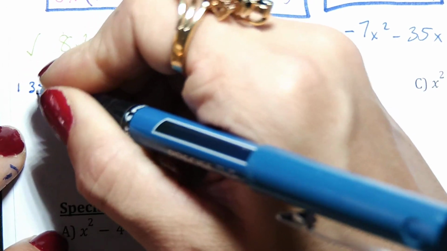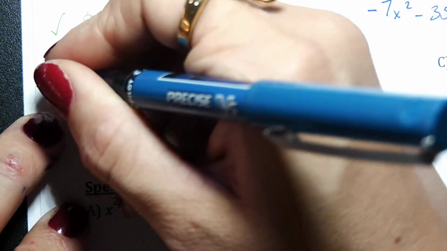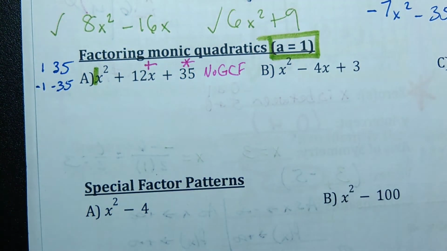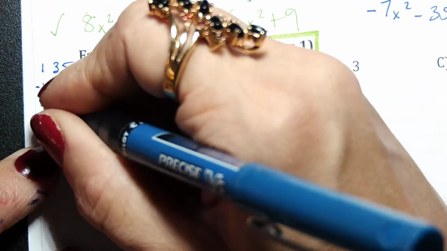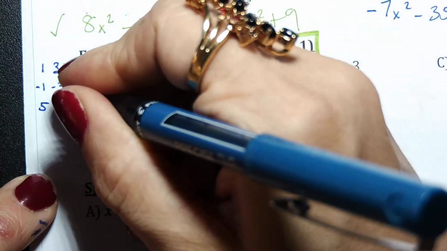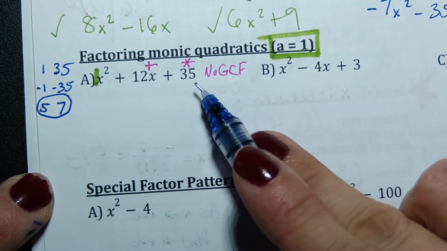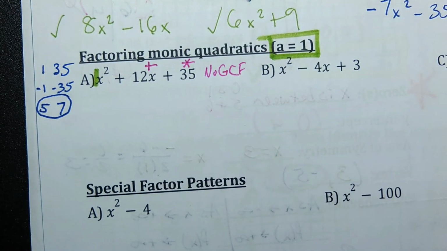So 1 and 35 would give us a product of 35. Negative 1 and negative 35 would as well. So to get positive products, sometimes both of those items would need to be negative. What's another pair we could have? 5 and 7. This is going to be our pair that works because it gives us both a product of 35 and a sum of 12.